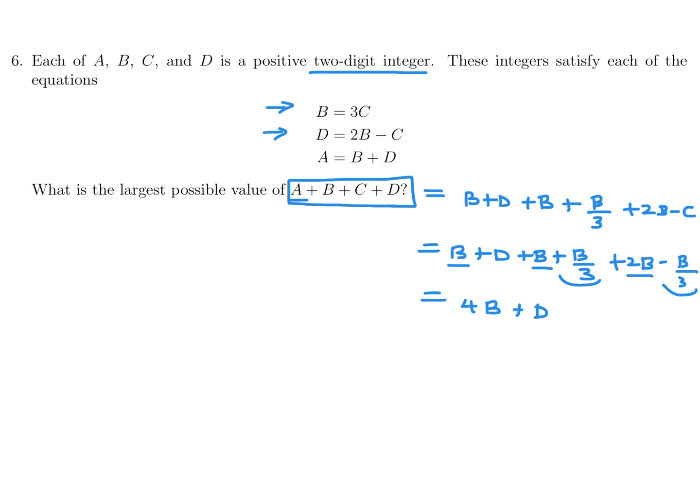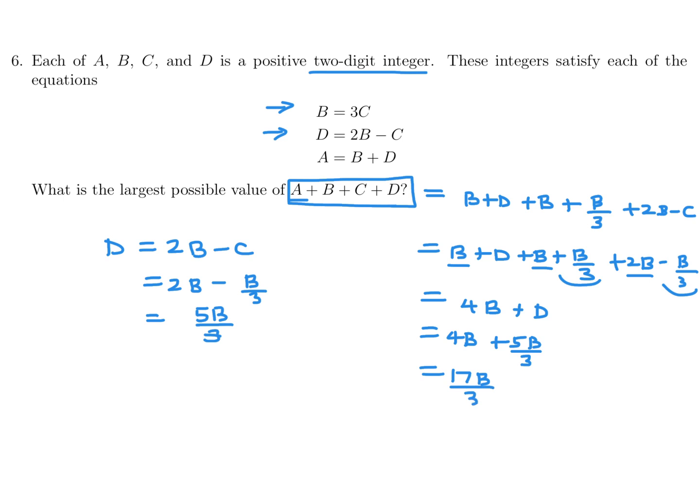That's pretty decent. Can I get d in terms of b? Well, d is equal to 2b minus c, right? And then c is equal to b over 3. So therefore d would be 5b over 3. So I think we got everything in terms of one variable. And that looks to me like 17b over 3. Okay, great. If I can maximize b, I can maximize that, because they want the largest.